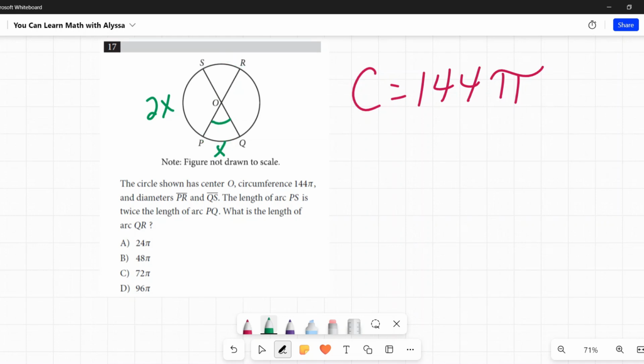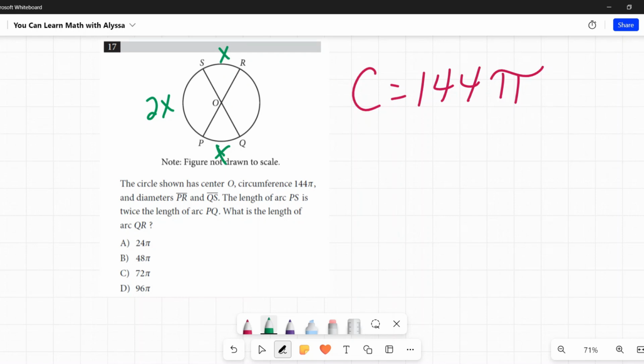Are you with me on that? Because let's put some numbers in here. If this was 40 degrees, that would be 40 degrees. Those angles are the same, so that would be 40 degrees. This is a central angle, so that arc would also be 40 degrees. That's just putting some real numbers in there. So that's x. That means that's also x.